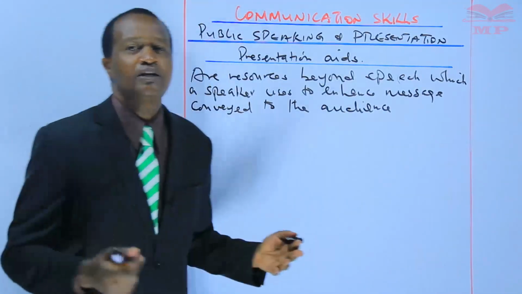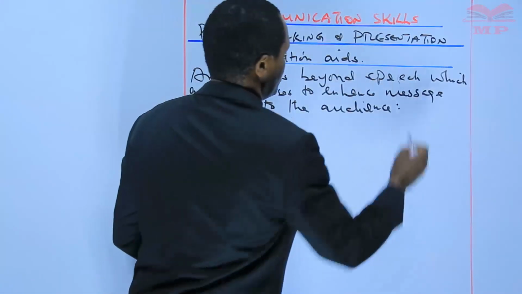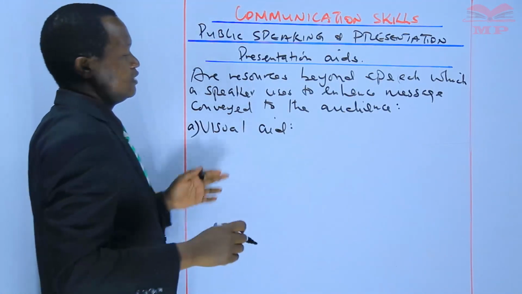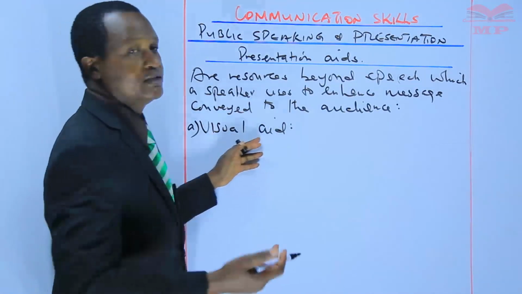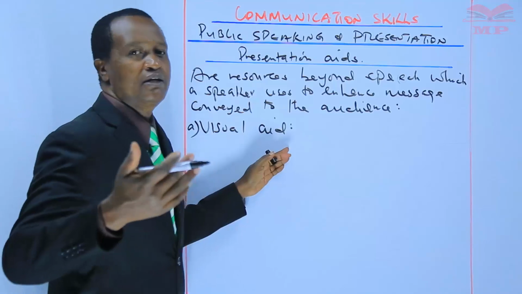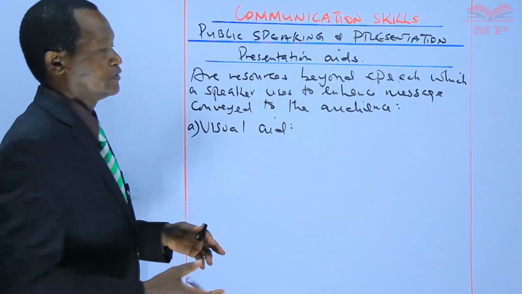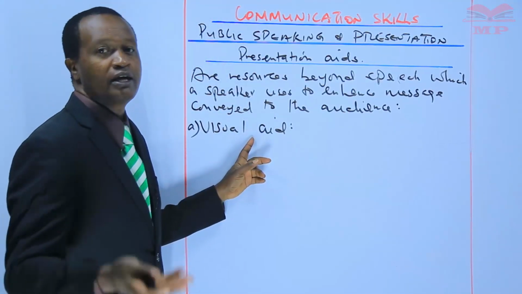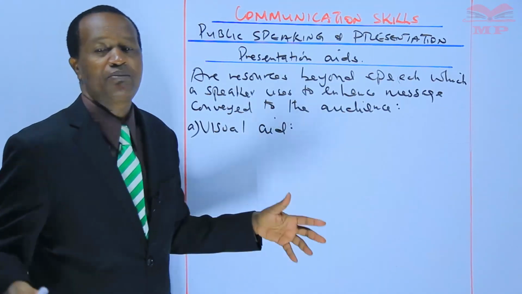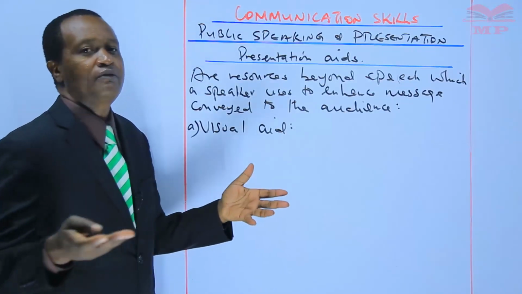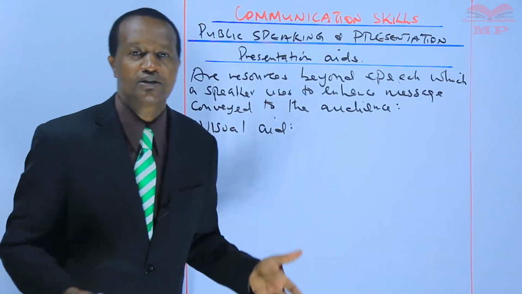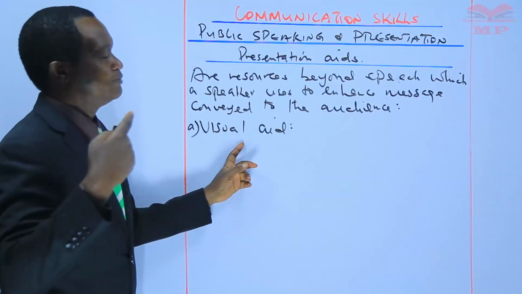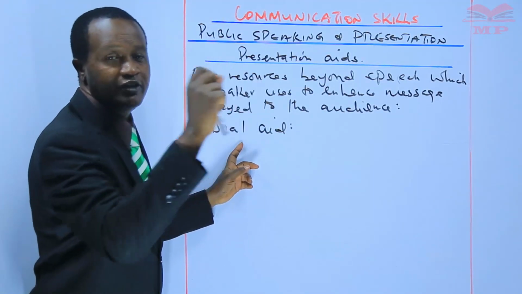And these resources, I've said, could be visual aids. I've mentioned pictures, graphs, diagrams, maps, charts, and so on. Most of you have seen speakers with visual aids like charts, maps. If I'm teaching geography, I may come up with a map. If I'm teaching mathematics, I may use charts, I may use graphs, and so on. Those are visual aids, the ones that use the eyes, visual, to see.